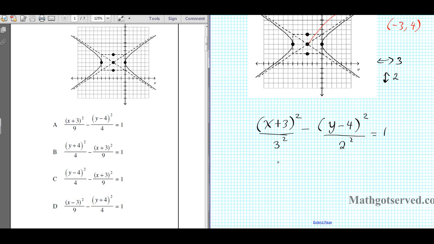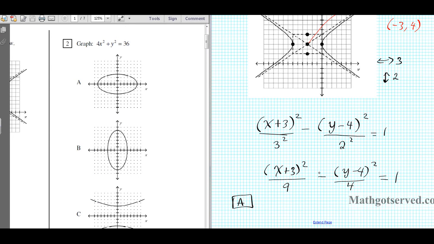And if we simplify it, we're going to have x plus 3 quantity squared over 9 minus y minus 4 squared over 4 equals 1. And our final answer is going to be option letter A. Okay? So that's that. All right, let's take a look at question number 2.